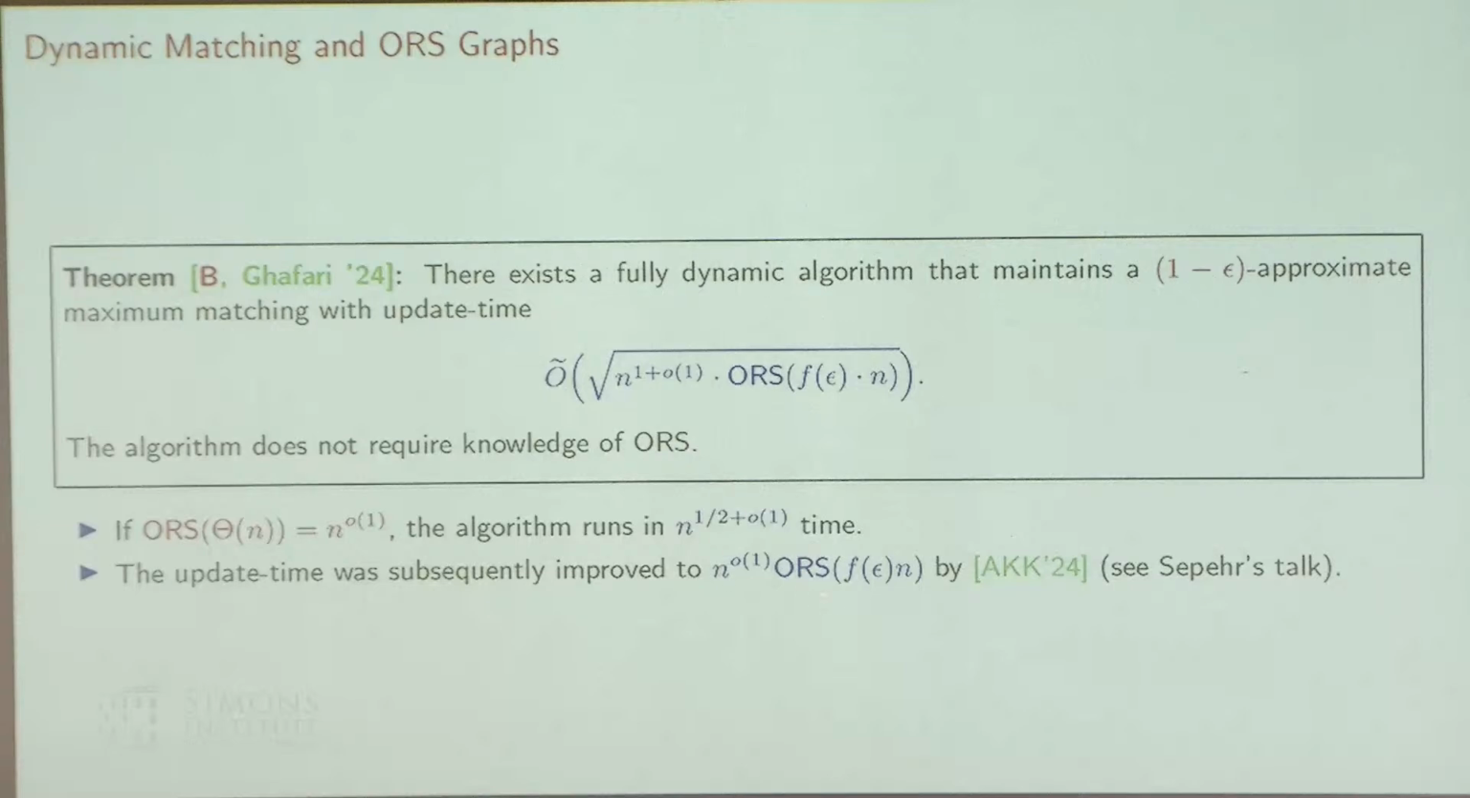This was later improved by Sepher, Sanjeev, and Peter to better dependency on ORS. So now this actually runs in n to the little o(1) if ORS is also n to the little o(1). And Sepher will talk about this. And he'll tell you much more about the algorithm than I'll get to.